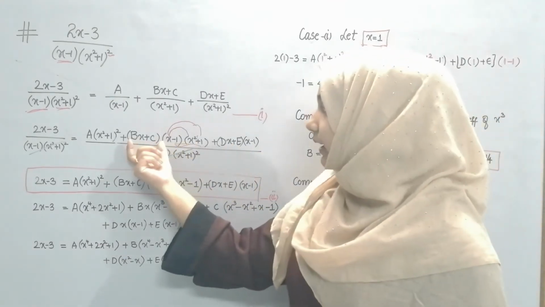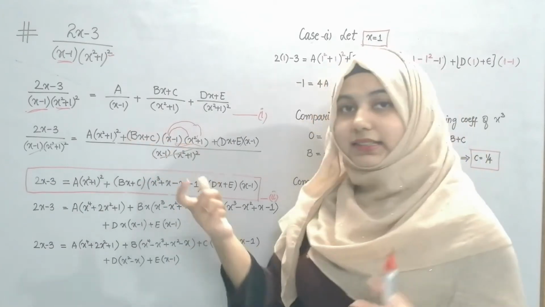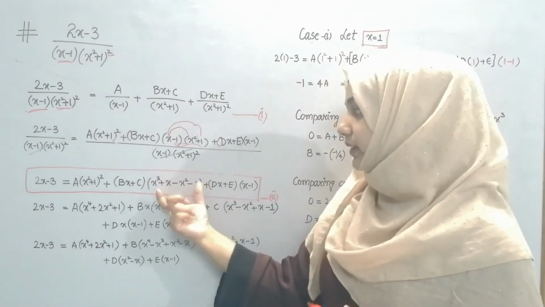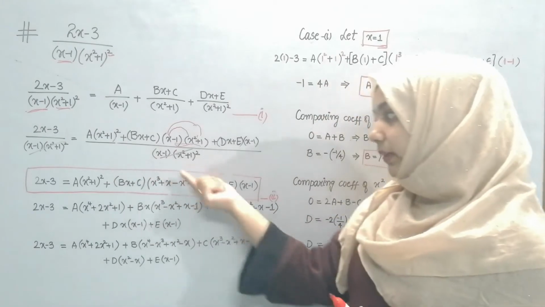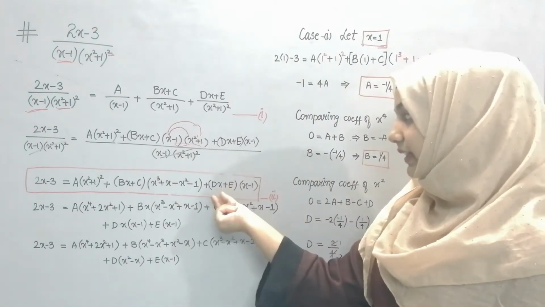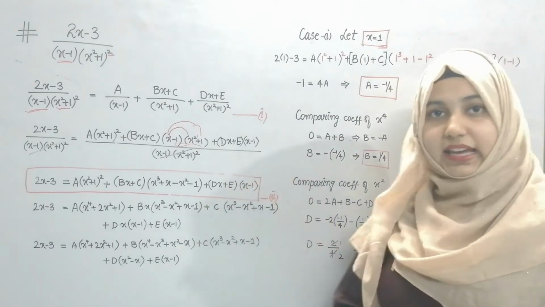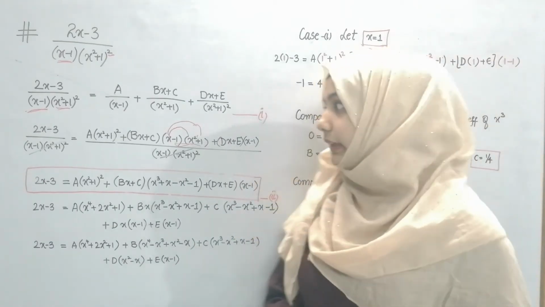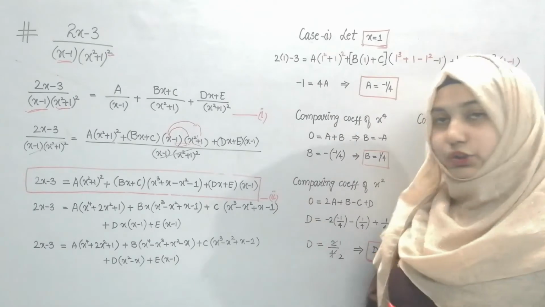Why am I writing this in bracket? It means bx plus c is the entire term that is being multiplied with this. These are two different terms that are being multiplied with this term. Similarly, dx plus e, these are two different terms. dx and e are being multiplied with x minus 1. Okay, done. Let this be my equation 2.